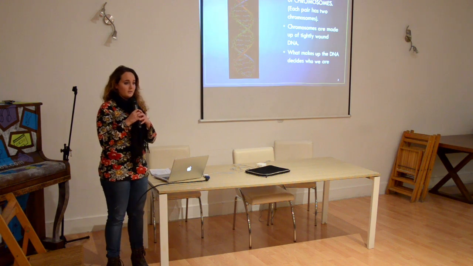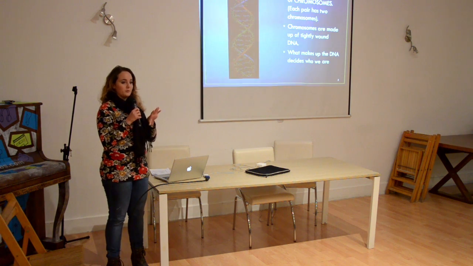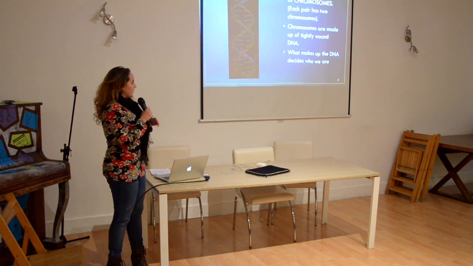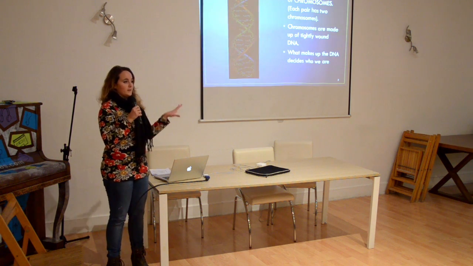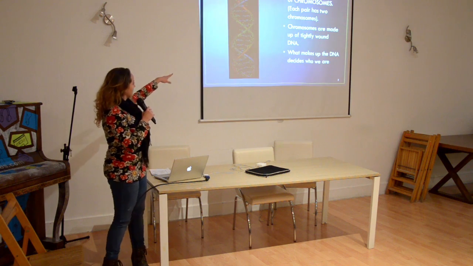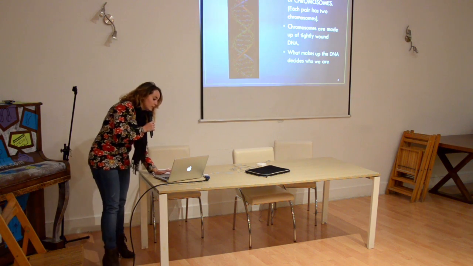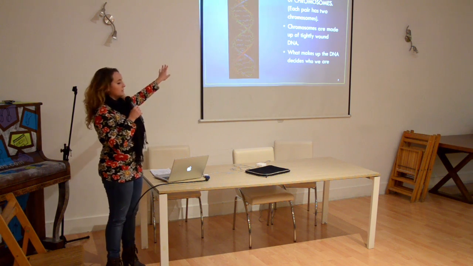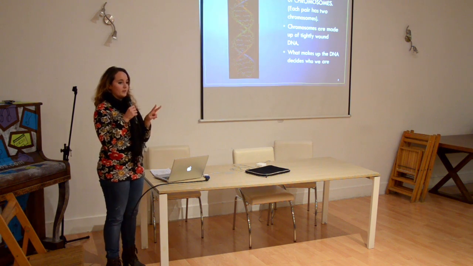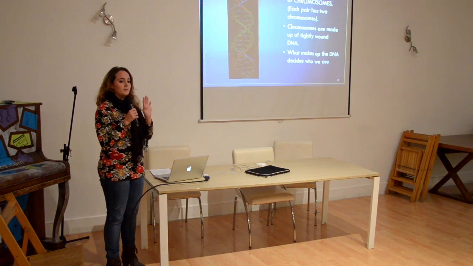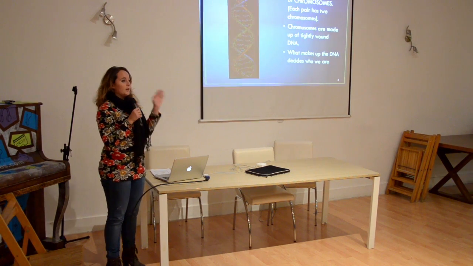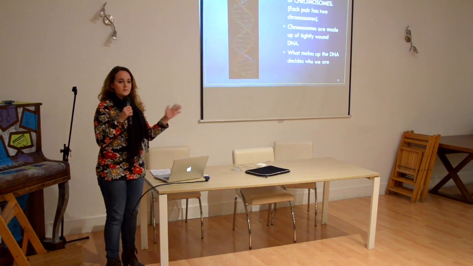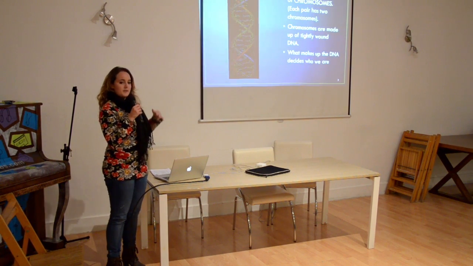So, in every cell, there are 23 pairs of chromosomes. They're found in the nucleus, and they're basically made up of tightly wound DNA. Now, what makes up the DNA? As you can see, the structure, sorry, it's quite dark, but if you can point out the horizontal bars there, each horizontal bar is made of a pair of bases. Now there can only be 4 different bases, and the combination of these pairs will give a different command when the cell reads off the DNA.